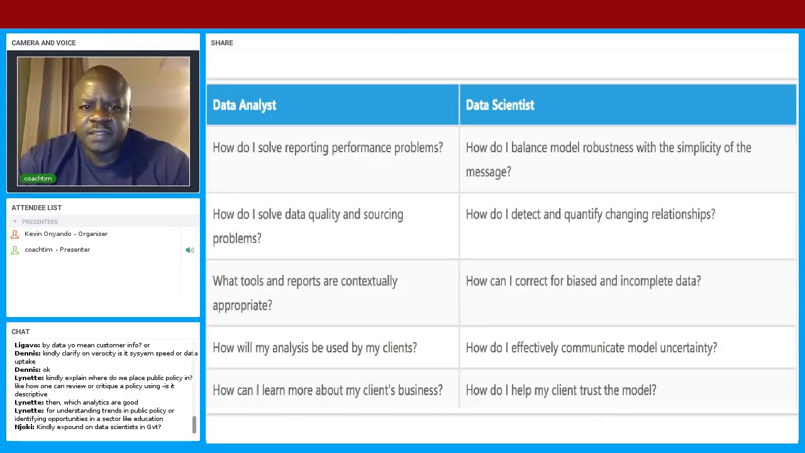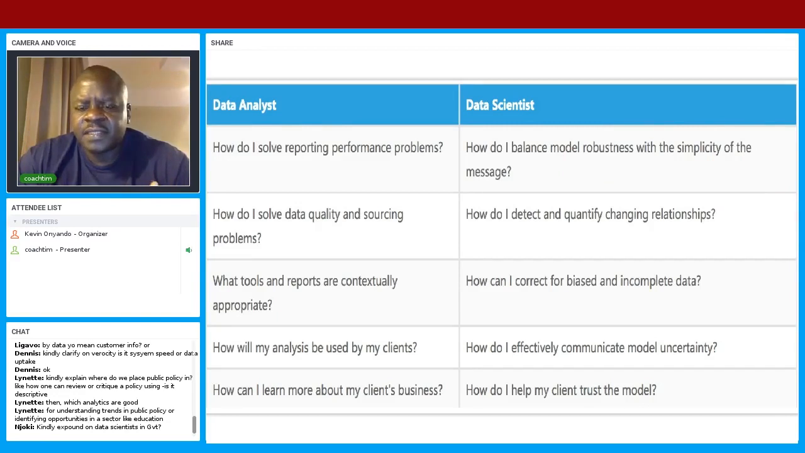Now, these are the kind of differences. Some of the questions that a data analyst will ask vis-a-vis a data scientist: for instance, how do I solve reporting performance problems? But a data scientist does not concern himself with solving a report. He asks, how do I balance model robustness with simplicity of the message?